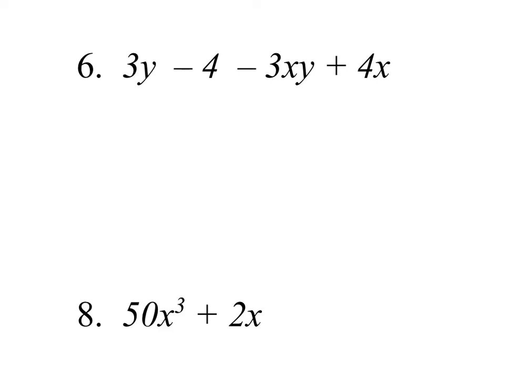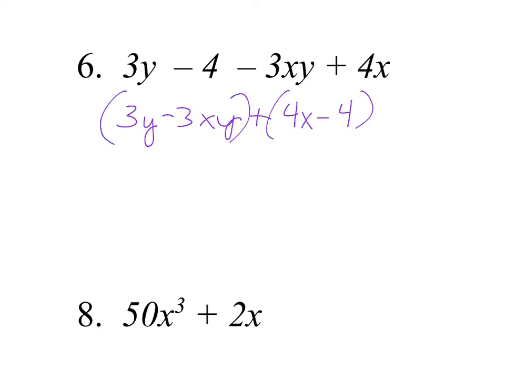So 3y minus 3xy plus 4x minus 4. That's what I'm going to do. Now I'm going to break these into binomials. I'm going to factor out. I can factor out a 3y out of the first one, and that's going to leave me with 1 minus x. And I can factor out a 4 out of my second binomial and get an x minus 1.